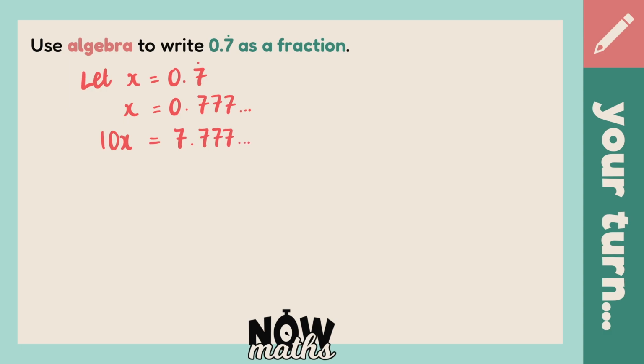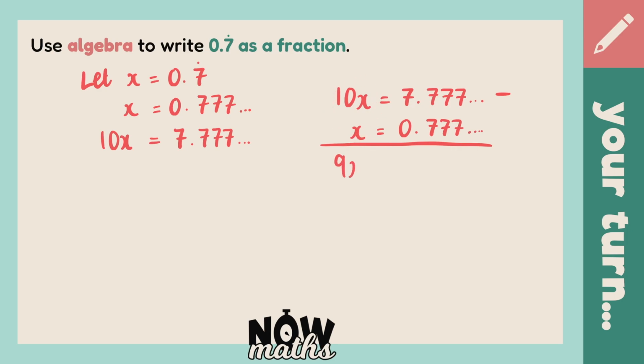Now we swap them over and subtract. Subtracting x from 10x gives us 9x, and then subtracting 0.7 recurring from 7.7 recurring, the recurring part cancels, and 7 subtract 0 gives us just 7. So we're left with 9x equals 7, which we then solve by dividing by 9. So we end up with x equals 7/9.